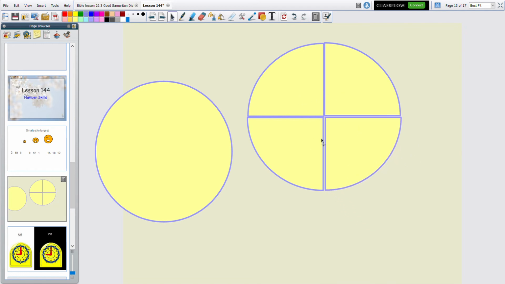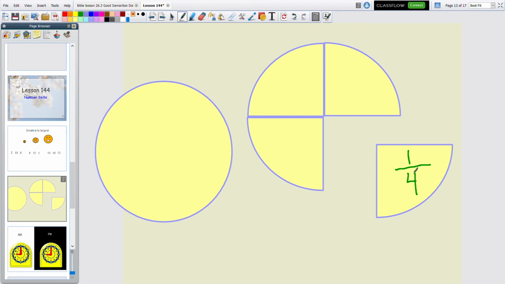1, 2, 3, 4. But I took 1. So I'm going to write on it. How many pieces is this? 1. Now, how many pieces did I start with? I'll write a 4 underneath it. So this means it's 1 piece out of 4. That means the circle was divided into fourths, but I took 1. So this is 1/4.